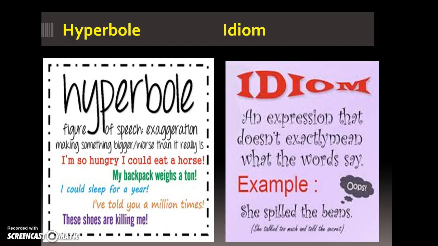She spilled the beans. He kicked the bucket. These are just sayings that are known within a culture but don't mean exactly what the words say. It's raining cats and dogs. That means it's a really bad storm, not that cats and dogs are literally falling from the sky.